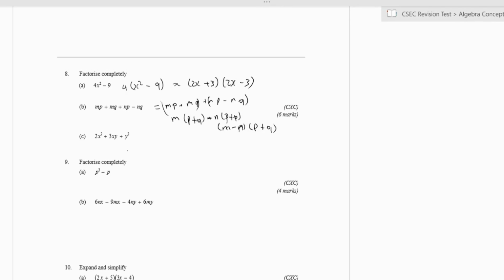Okay, on this question now we have 2x squared plus 3xy plus y squared. Alright, now this is a double.